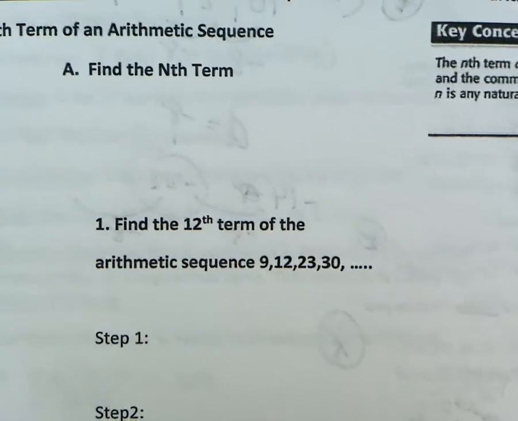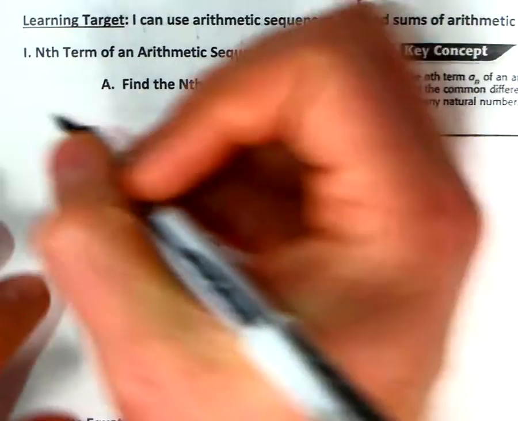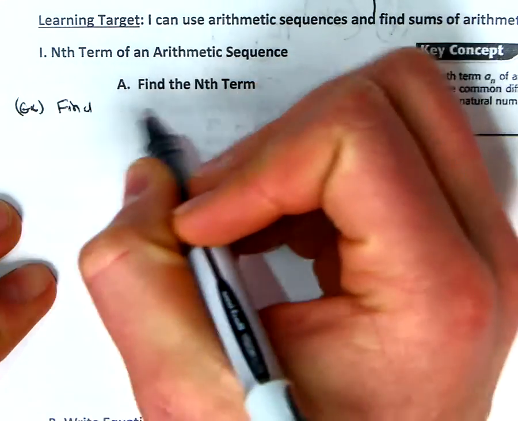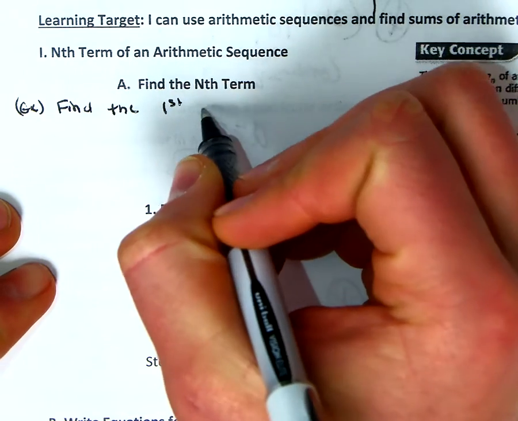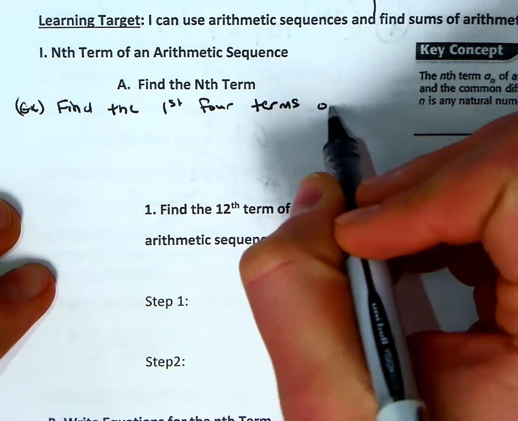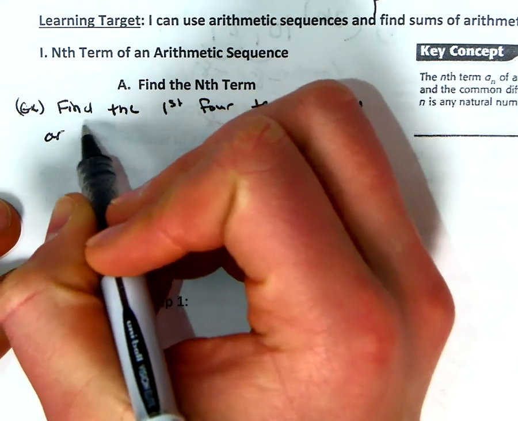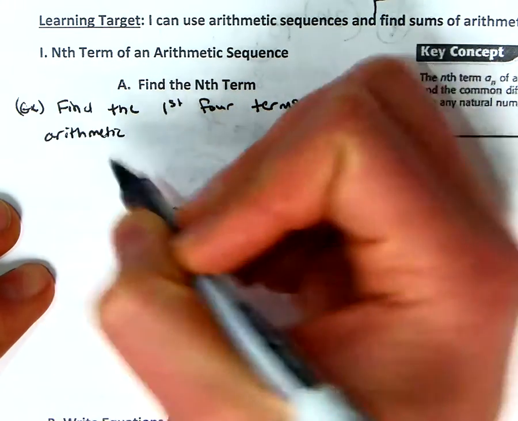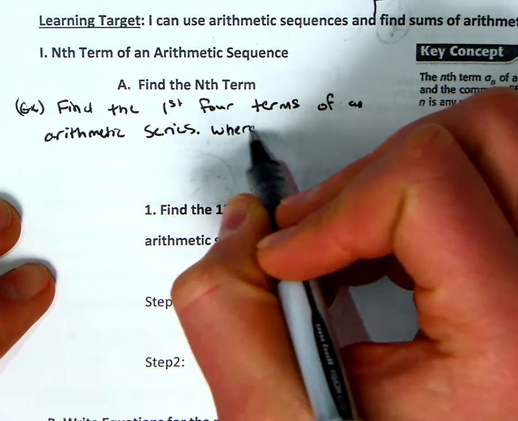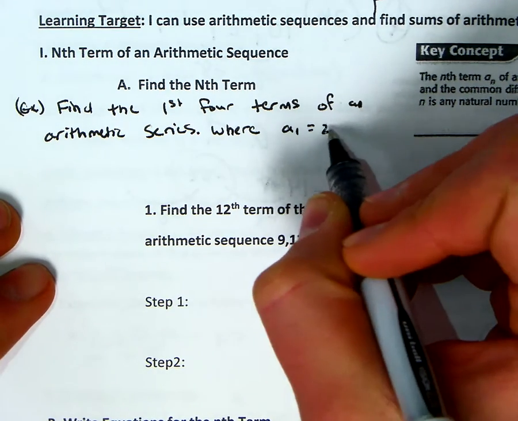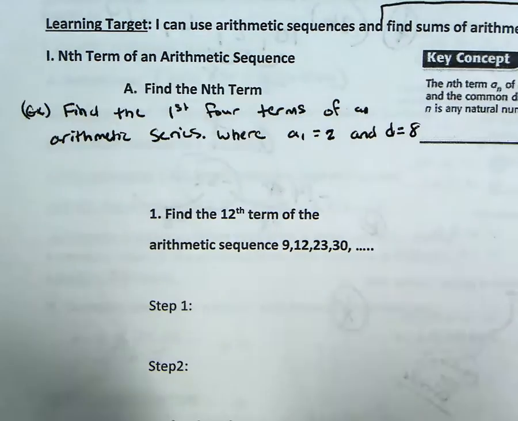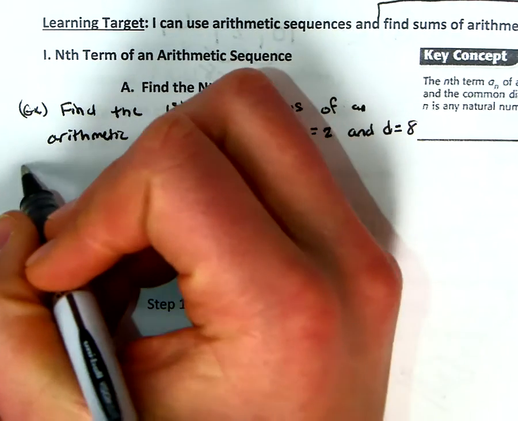So for our first example, find the nth term. So I'll give you a little example right here. Find the first 4 terms of an arithmetic series, where A1, so our first term is 2, that's what A1 means, and our difference is 8, so that's our common difference. A couple ways you can do this.